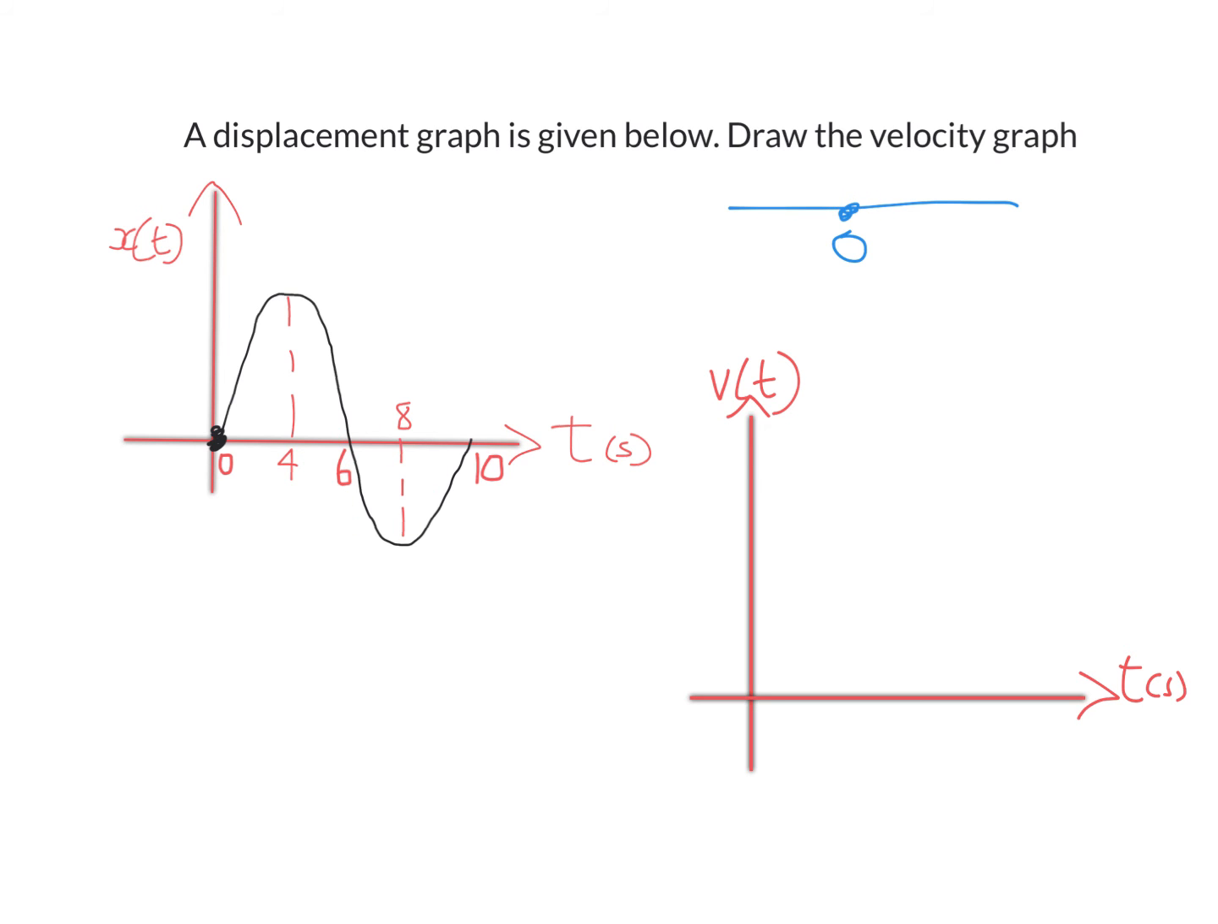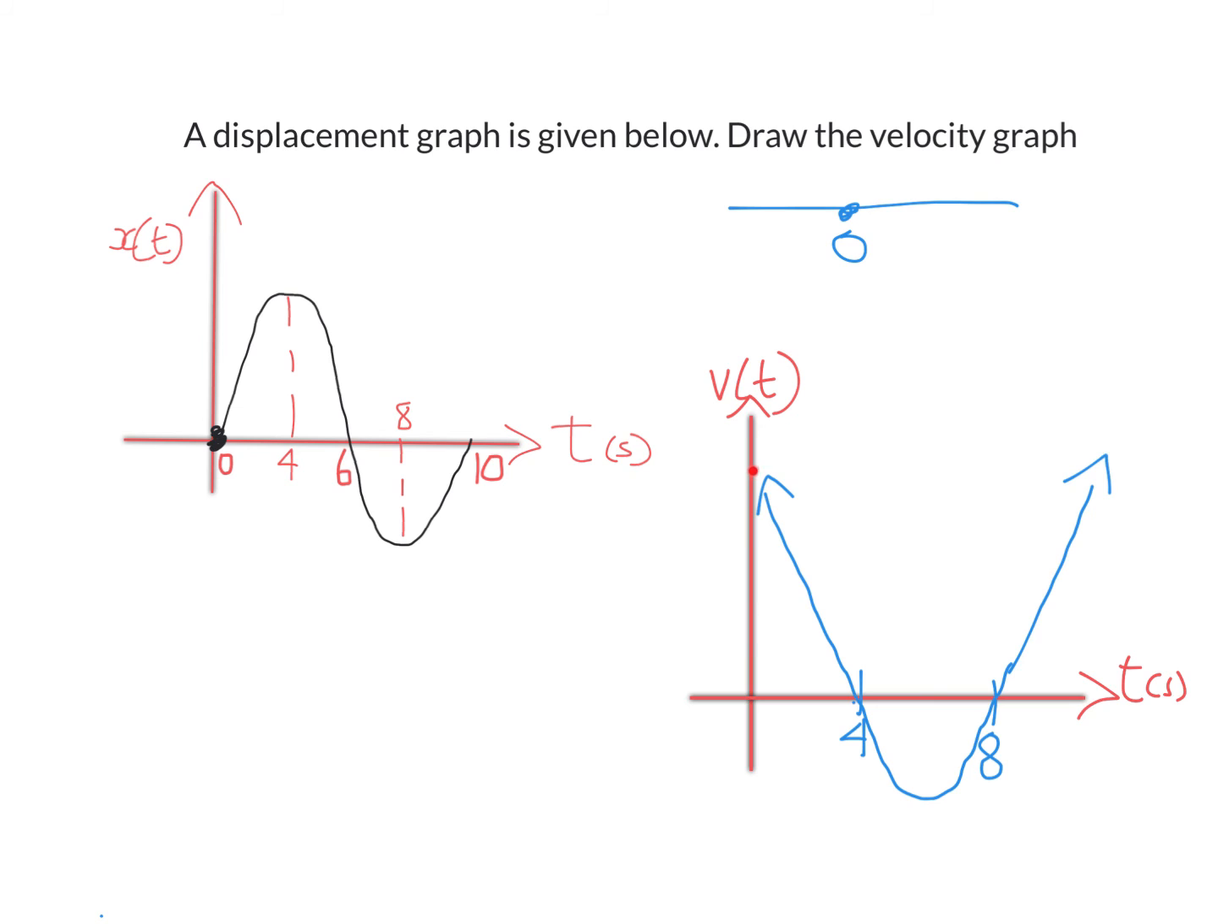The displacement's negative means it's now to the left of the origin. So it again starts slowing down, and after 8 seconds, it's going to stop again here and turn around. And then it goes in the other direction, it picks up speed, and it goes through the origin again after 10 seconds. So the velocity graph looks like this.